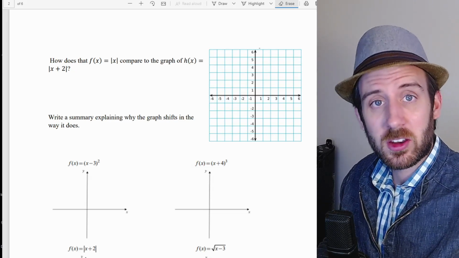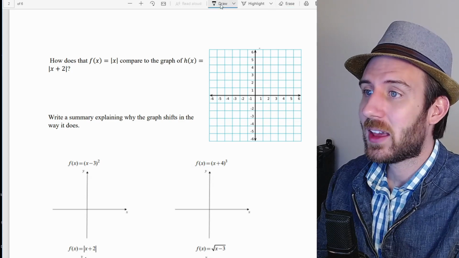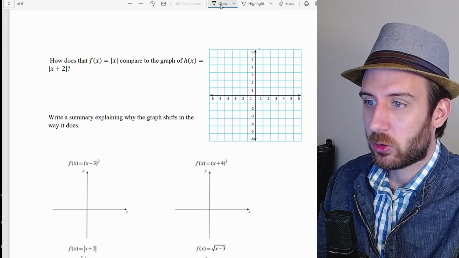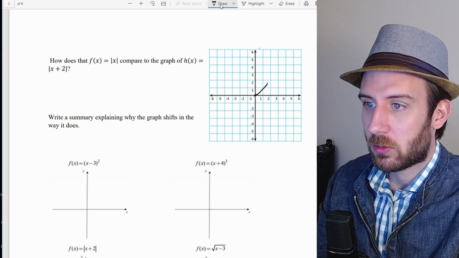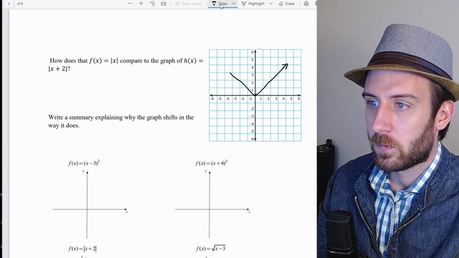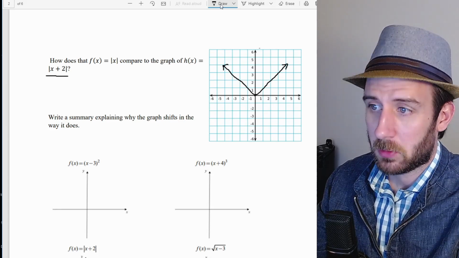So this is where we get into the tricky part, and this is what I was just talking about a moment ago. Here we have a situation where we have f of x equals the absolute value of x. So again, let's go ahead and plot that in. That's going to be something that looks just like this. But I'd like to use this as a reference for graphing the absolute value of x plus 2.